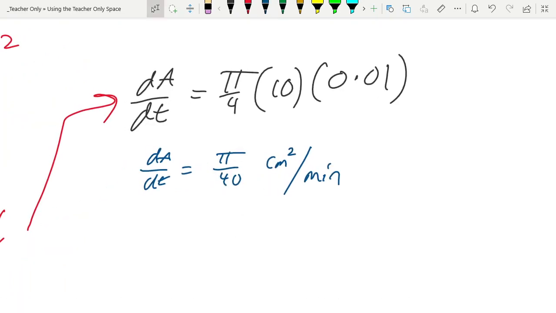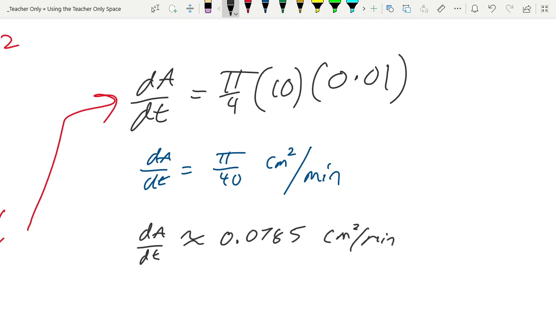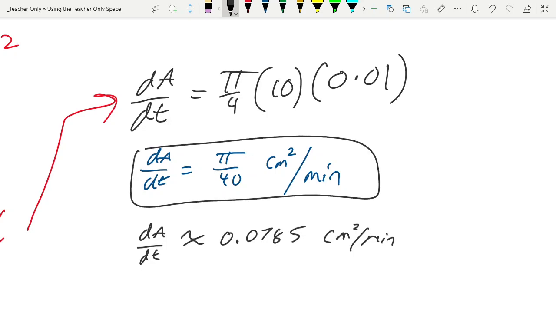Now, of course, this is a very meaningless answer, right? Who knows pi divided by 40. So in the real world, we'd probably convert it. We'd probably make it into a decimal and we'd say it's approximately 0.0785 square centimeters per minute, something like that. But if the problem doesn't say to round, don't round. You put your units, you keep it exact, and you're done. But to be able to visualize and think about that, we're like, okay, it's 0.07 or 0.08 of a square centimeter. Very small.